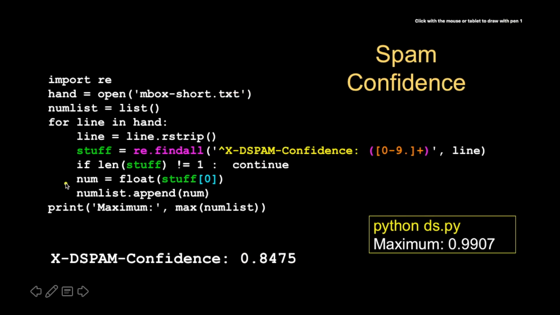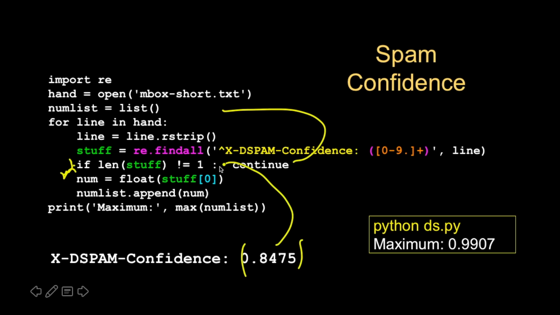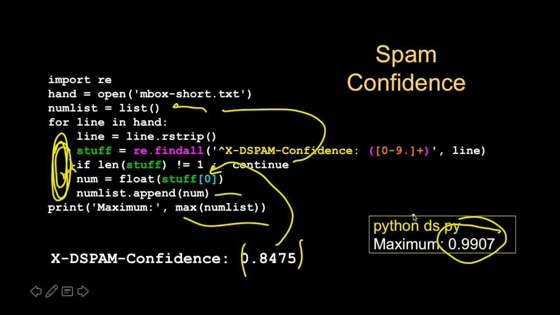So most of the lines will skip up, but when we actually get one, we know instantly that we've got one, and stuff sub-0, because that's what we extracted, is this number. We can take the floating point of it and append it to the list we made to store them. The list grows, and then we just ask what was the largest one. And so you can run this and see that.